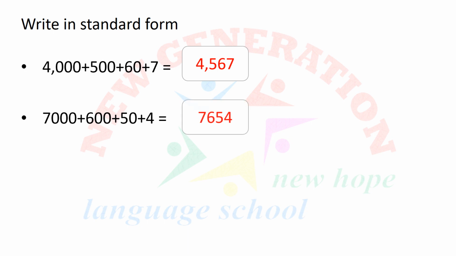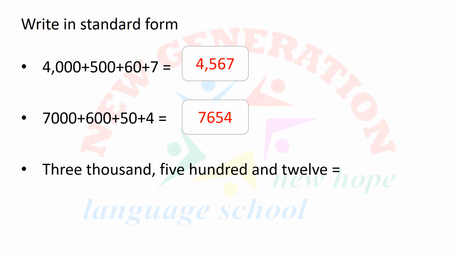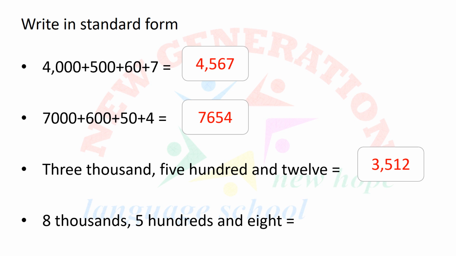That's right. It will be 7,654. Okay, 3,512. I think it's easy for you. It will be 3,512. And 8,508. It will be 8,508.